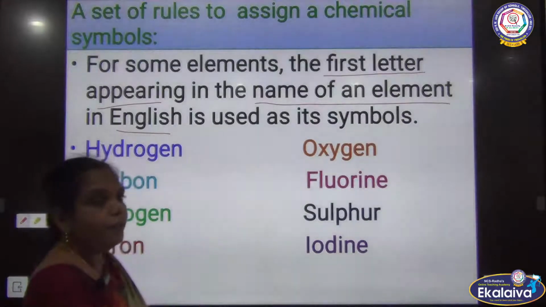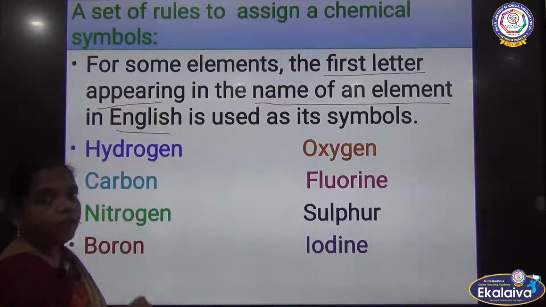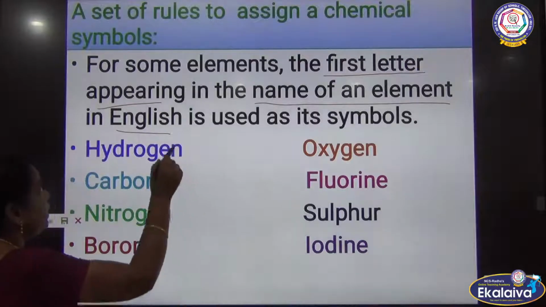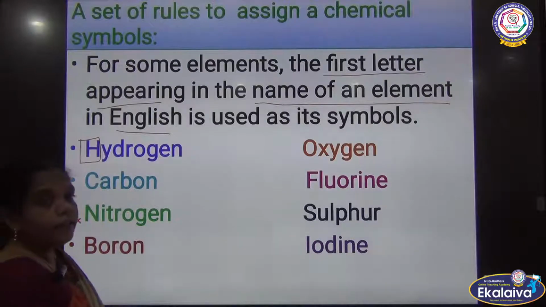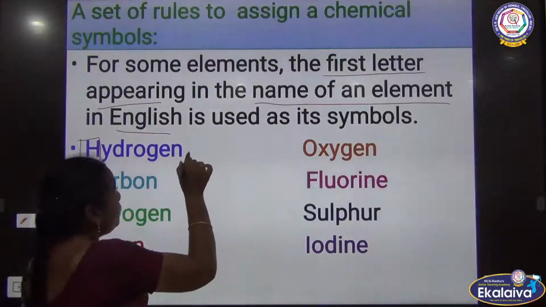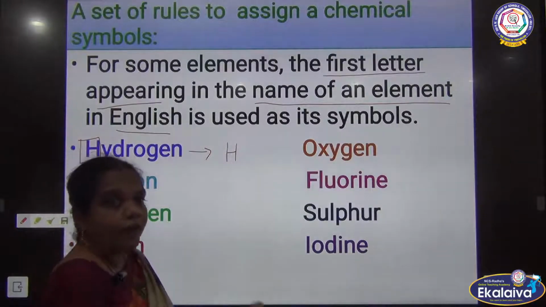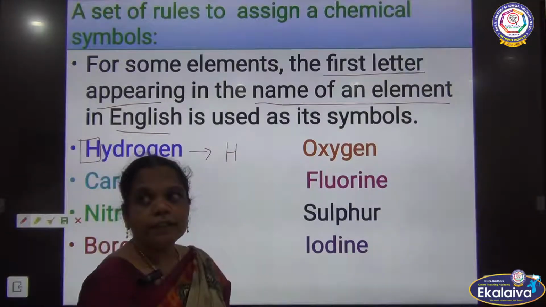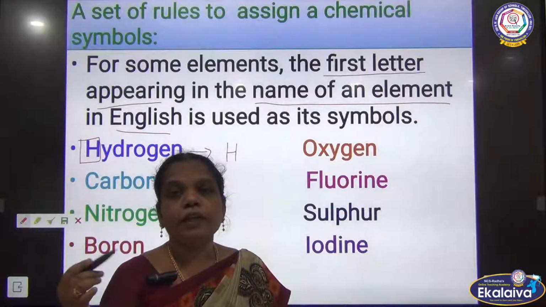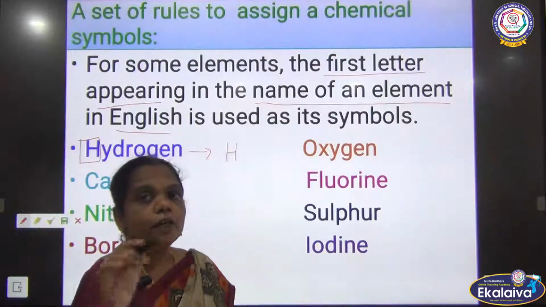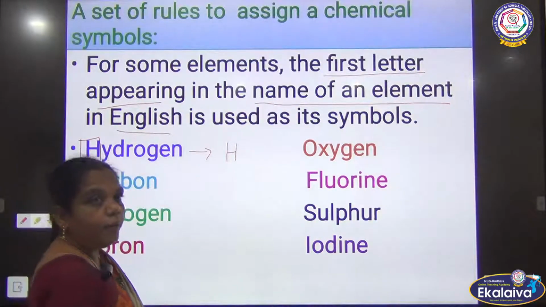For example, you can see some elements here. The name of the element is hydrogen. What is the first letter of hydrogen in English? It is H. So hydrogen can be represented as H, the symbol. If you find H, you read it as hydrogen. While writing hydrogen, there is no need to write the spelling; you can write the abbreviated form of the name of the element in English.